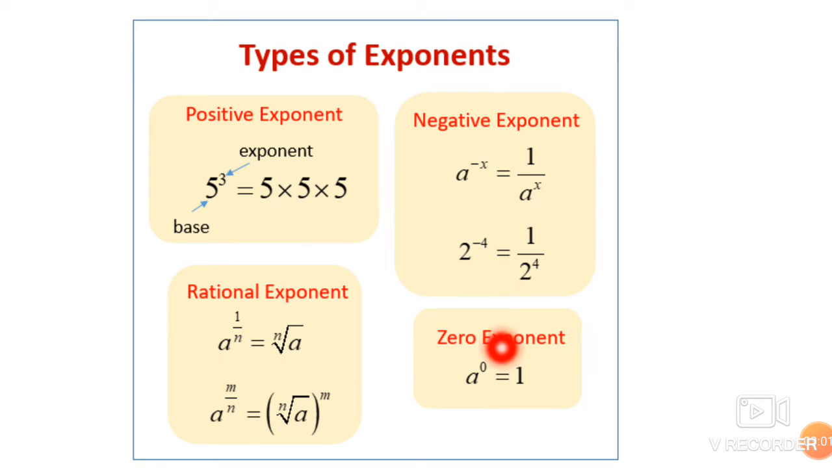Next, we have 0 exponent. If we have 0 as an exponent, then the whole thing is equals to 1. If any base have 0 as exponent, the answer is always equals to 1.